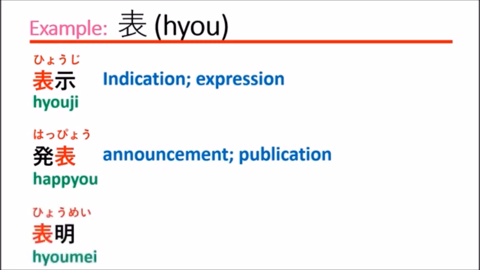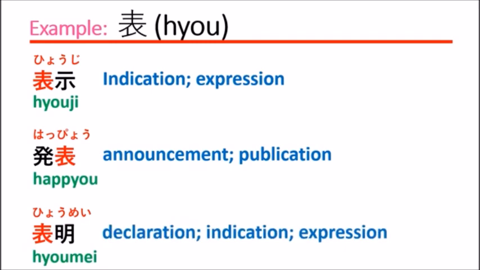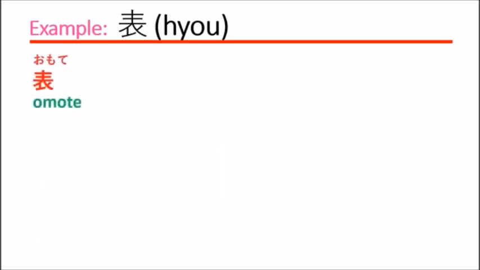The next, hyome, means declaration, indication, expression. It has three meanings: declaration, indication, expression. But when you translate to English, you should choose which word to use, and you just focus on the meaning of the word. Hyome, happyo, hyoji.